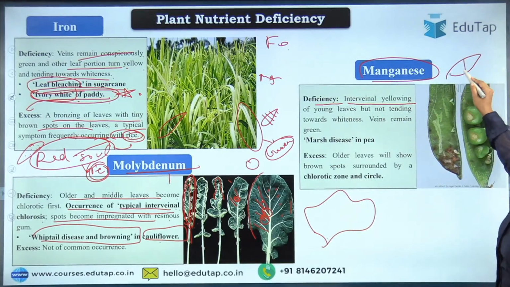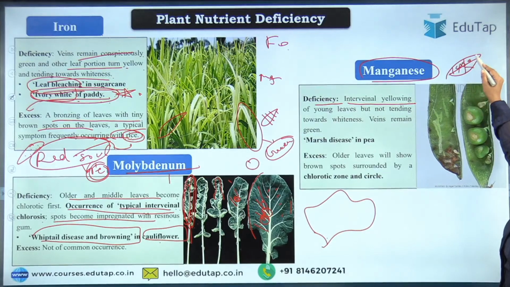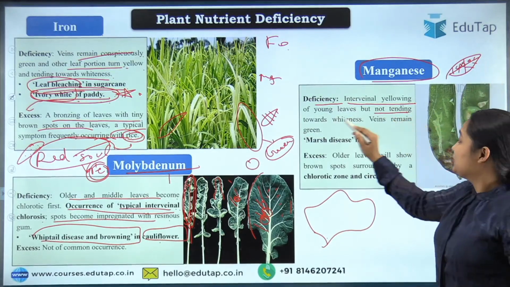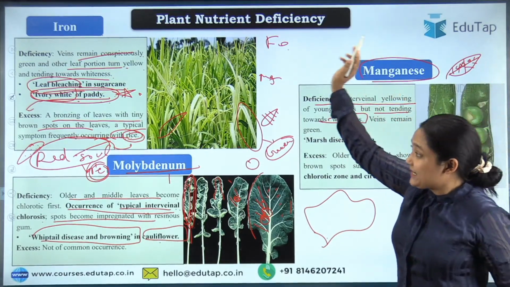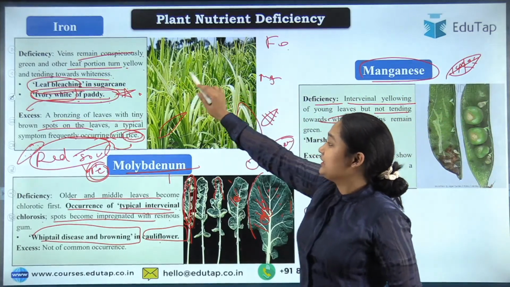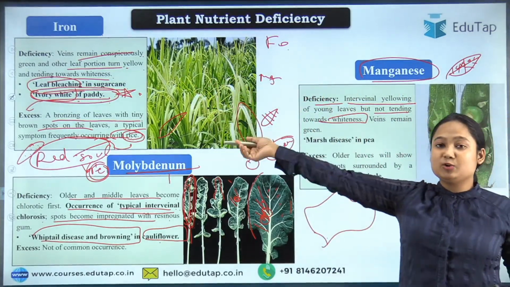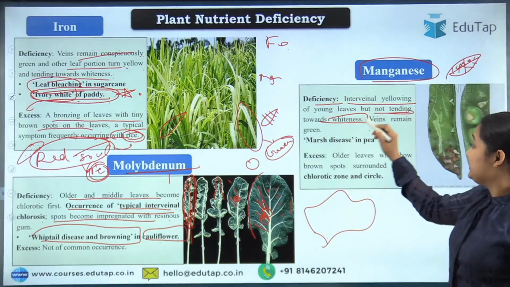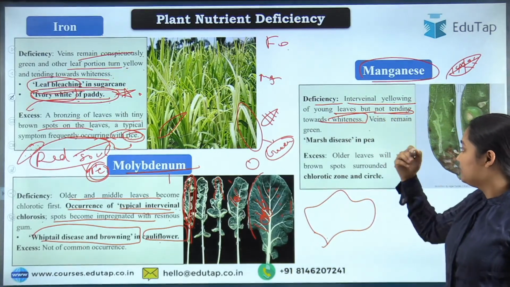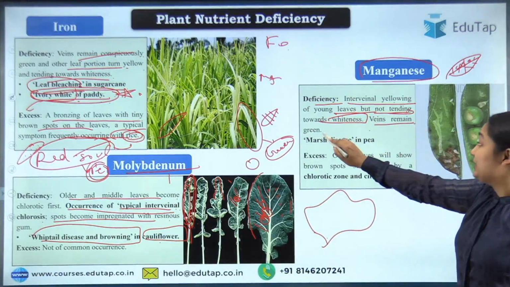Again, between two veins, what will happen? Yellow structure will happen, not tending toward the whiteness. So in the case we have read here, they turn from yellow to white, but in this case they will remain yellow. Okay, in young leaf, the veins will remain green.